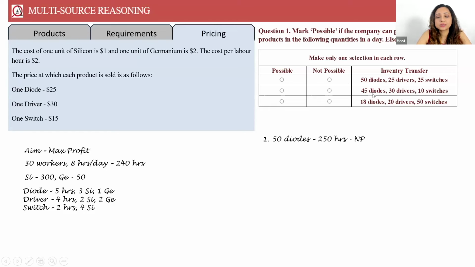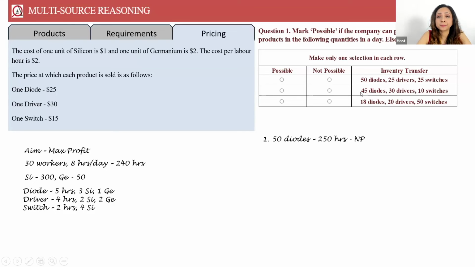Okay, let's look at the second one. Of course, if 50 diodes are not possible, then 50 diodes plus 25 drivers plus 25 switches are anyway not possible. We don't have to look at that at all, right? We've already got our answer that this is not possible, because in the first place, we can't make 50 diodes. Forget about the other things as well. Yeah, ignore. Look at the next one.